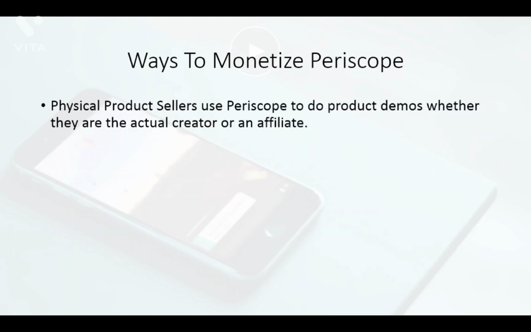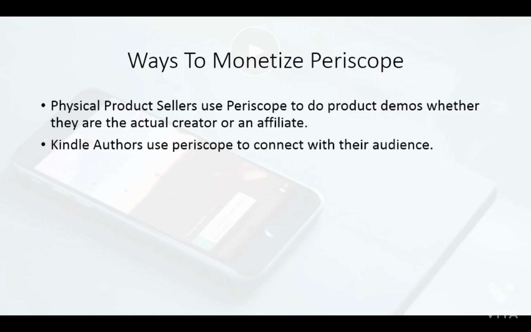Now, physical product sellers can use Periscope to do product demos, which is a fantastic way of being able to demonstrate to people that what they're about to buy actually works. They're actually able to see the product in action so that they'll be more willing to buy. And you can do this whether or not you're the actual creator or an affiliate. There are no rules against affiliates being able to do product demonstration. So this is a great way to be able to get people engaged, get people to see the actual product, and to get them to buy.